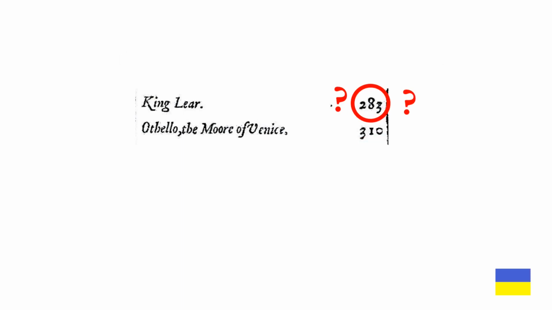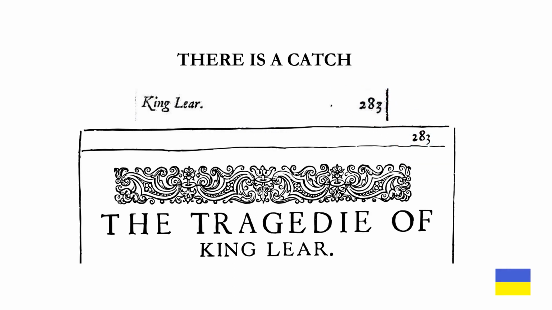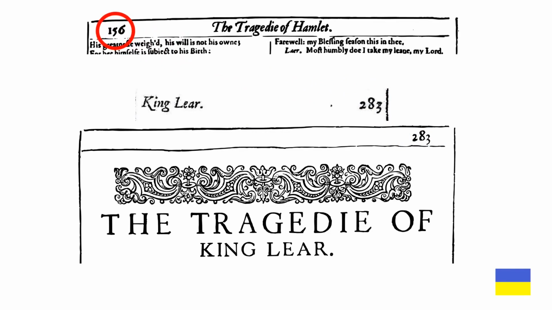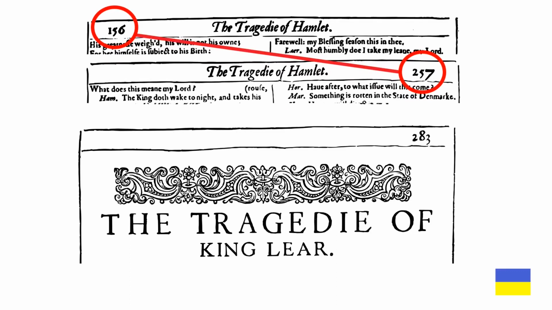The next logical question to ask is, does King Lear really begin on page 283? Yes, it does. But there is a catch. The 4th page in Hamlet is page 156. And the page opposite that is numbered 257. So why did the compositor skip 101 pages, 101 numbers?